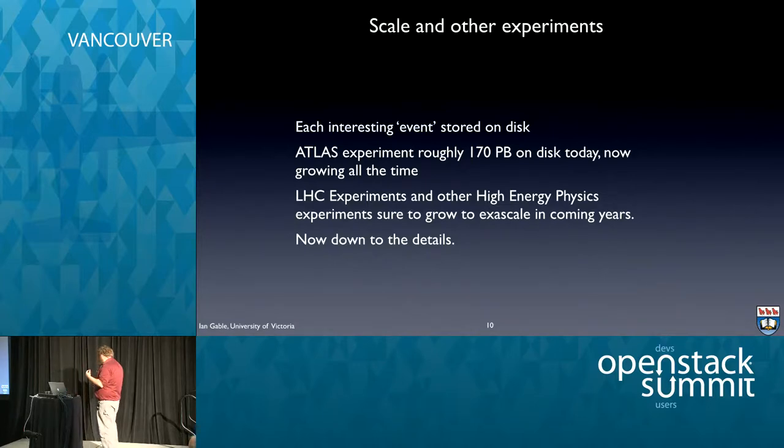So the scale of this is, Atlas has roughly 170 petabytes of disk today. That's increasing. That's only the Atlas experiment. There's many other detectors with large amounts of data. We can really expect that high energy physics is going to cross into this exascale in the coming years. You know, this is a virtual certainty.